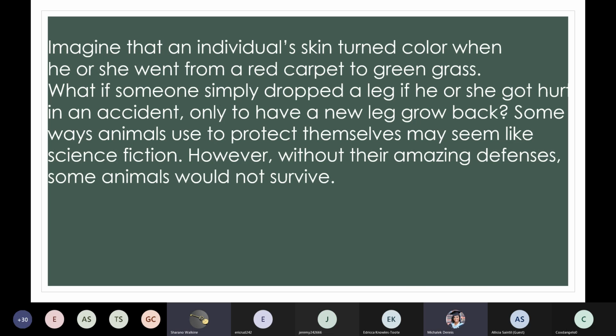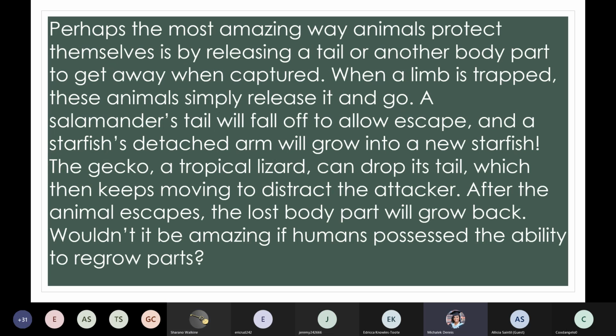Alyssa says, however, without their amazing defenses, some animals would not survive. Laurent says, without their... Yes, ellipsis. Good job, guys. You are correct, because remember, we said that it sums up the entire essay. It restates our thesis statement. Okay? Now, let's move on.